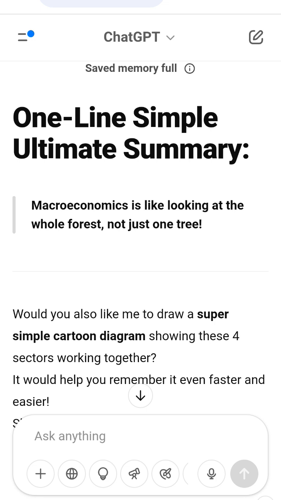Would you also like me to draw a super simple cartoon diagram showing us working together? It would help you remember it even faster. And should I make that too?